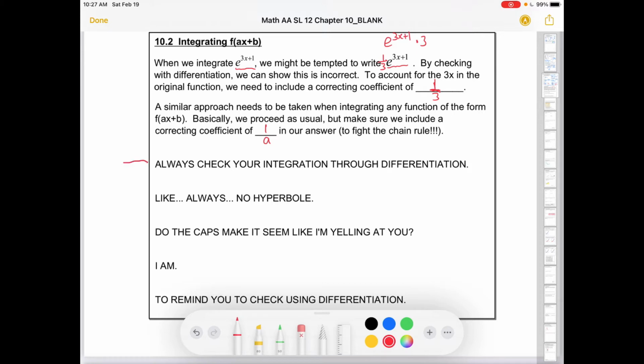You should always check your integration through differentiation. Like always. I am yelling this at you. Make sure that you do it. Because you're always going to be better at differentiation than integration. I am too.